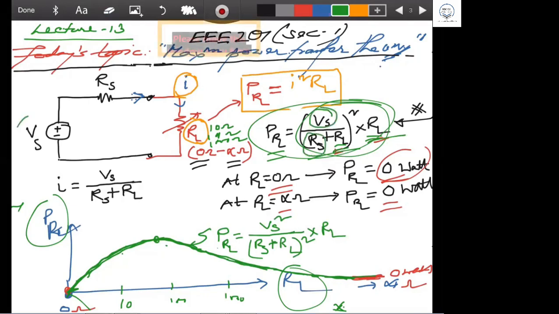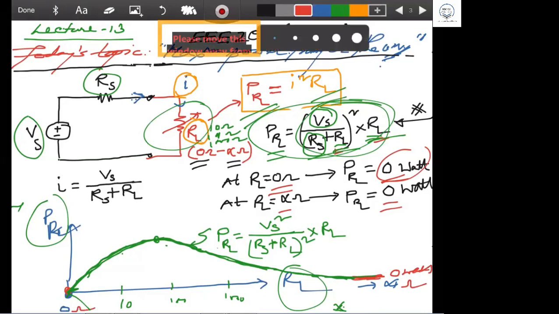The Vs and Rs, these two are fixed. These are the battery voltage and battery internal resistance, or the transmission line resistance and the generator voltage. So these two values are constant or fixed. Only the variable is RL, and because of RL, the power is changing. So PRL and RL are changing, and you can see this is the actual relationship.